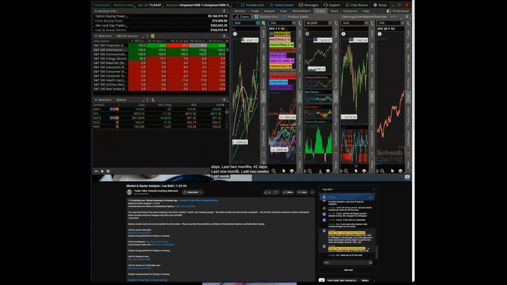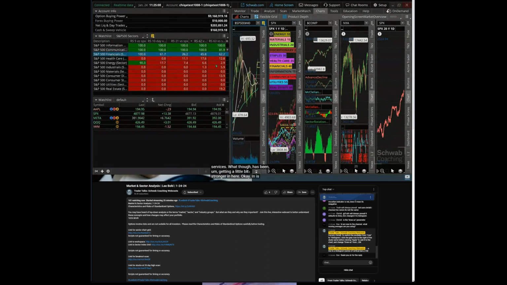So pretty much what I've been seeing here, and many traders have been seeing, is we just seem to have strength in all time frames, really, in information technology and communication services. What, though, has been getting a little bit stronger in here is let's look at the financials. So we were at third here for the last quarter.